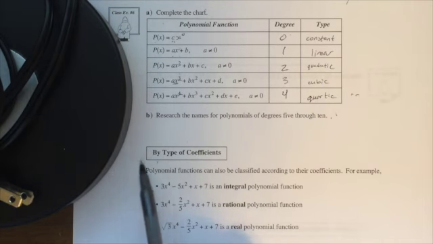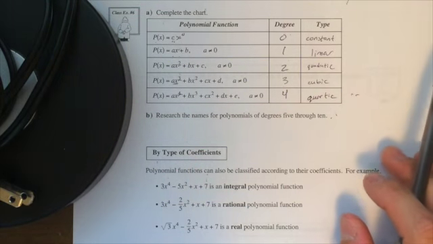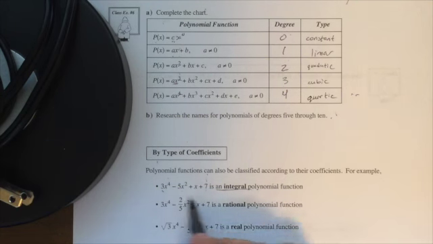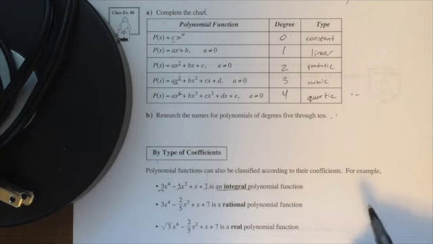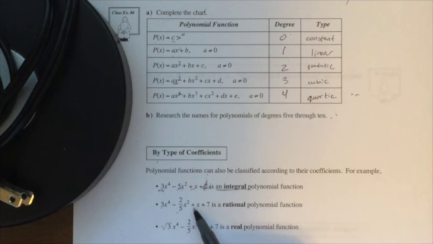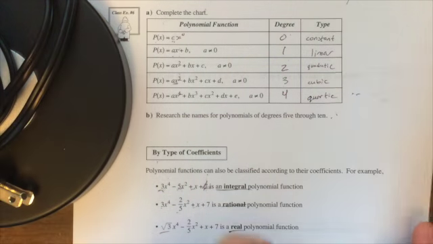Now, we can also classify them by the type of coefficients that they have. Polynomial functions can be classified according to their coefficients, and there's a number of examples below. If I have 3, 5, and 7, this is an integral polynomial function, where all of these are integers. If I have 3, 2/5, and 1, that's a rational polynomial function. If I have something with square roots, that's considered a real polynomial function.